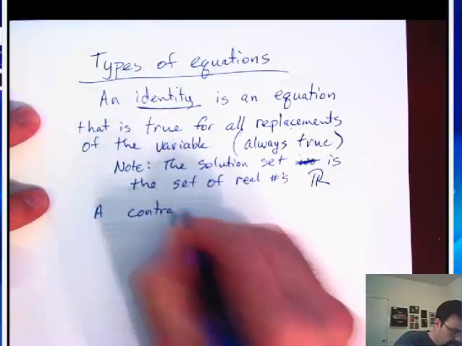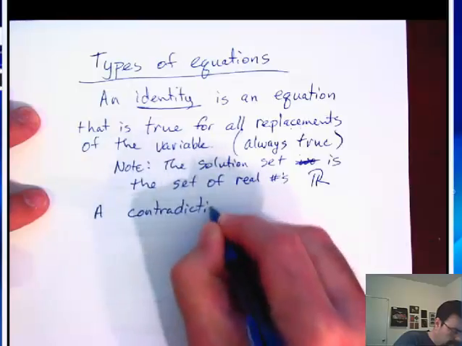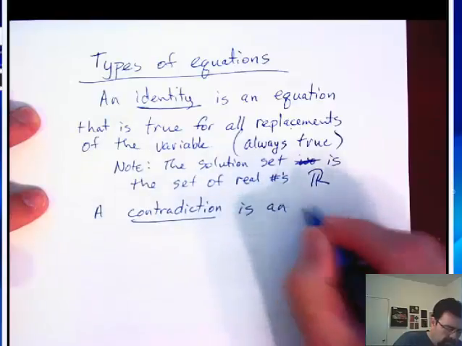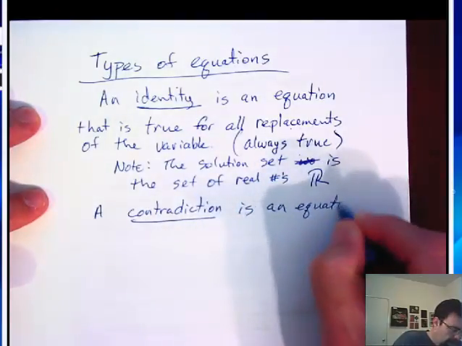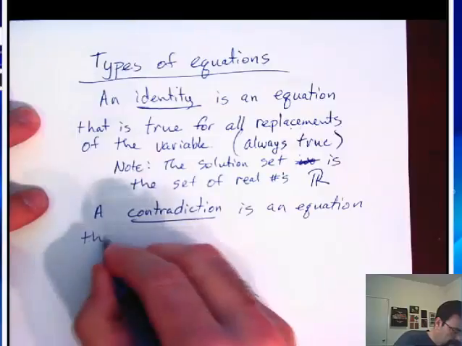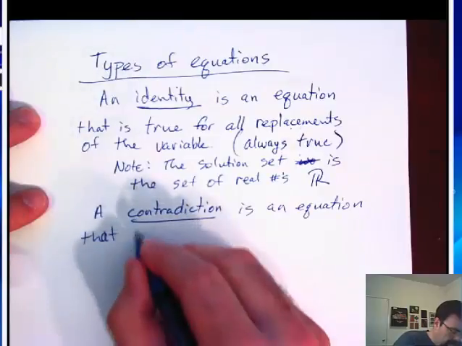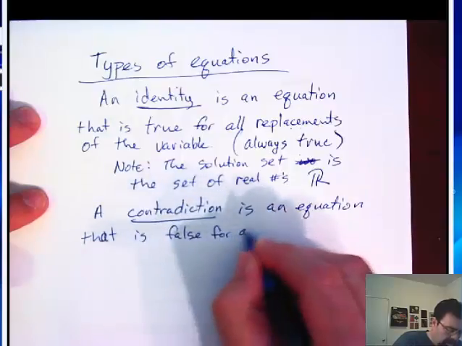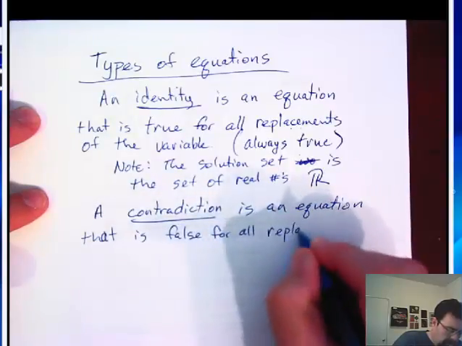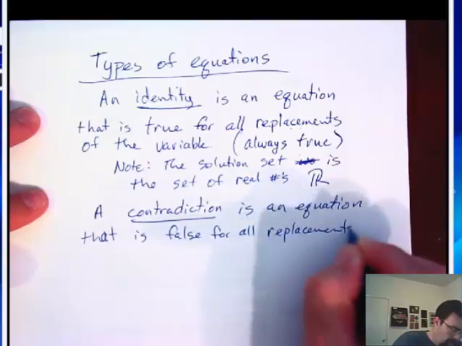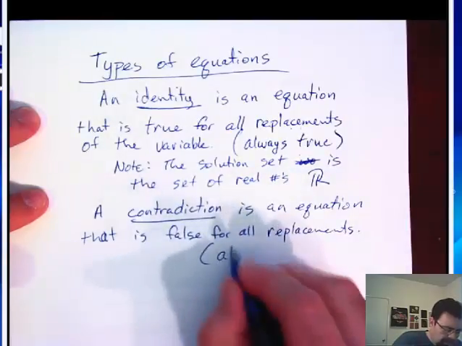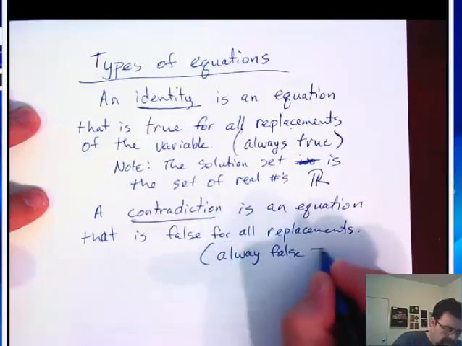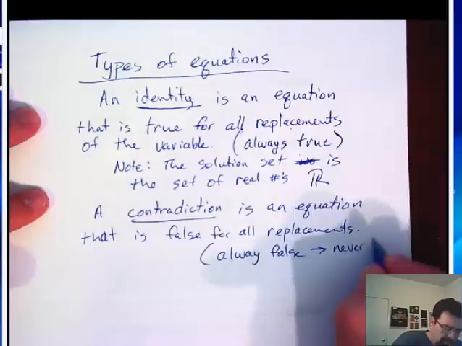A contradiction is an equation that is false for all replacements. Again, I usually say always false, which means never true.